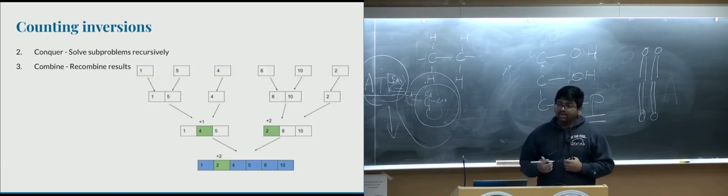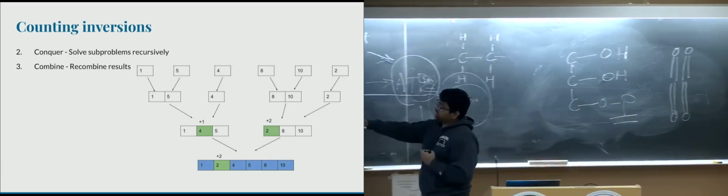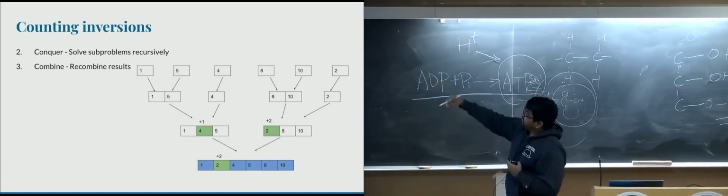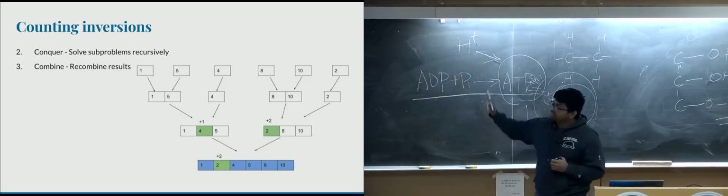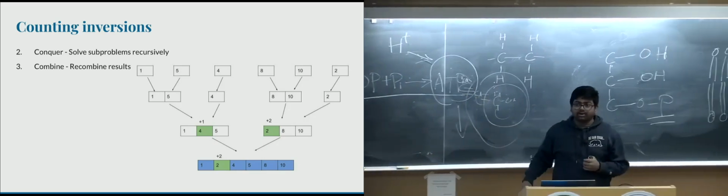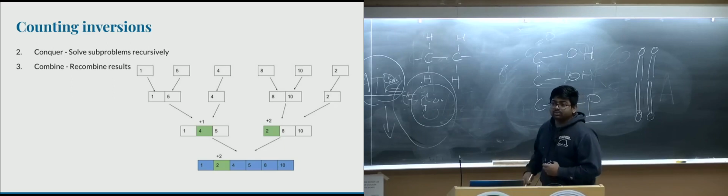So how do we divide this array? This is the array that we are interested in, 1, 2, 4, 5, 8, 10. So we keep dividing it until we get these single elements on top. This is just the divide step. I think you guys are very familiar with it by now. We do this in a lot of different algorithms.